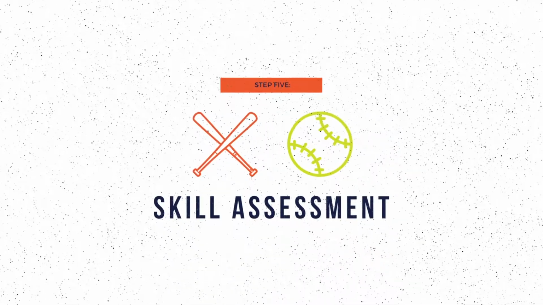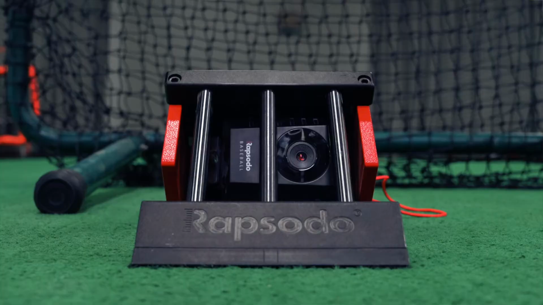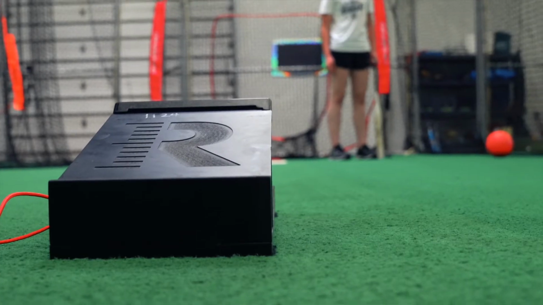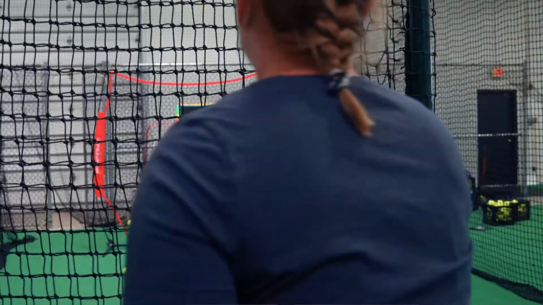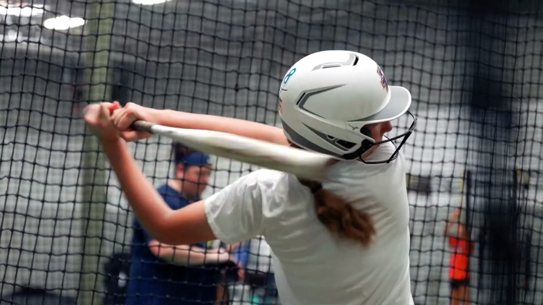So after that, we move on to the skill assessment portion. For her as a hitter, we start with some front toss. We use Rapsodo to get ball flight information. We put a Blast sensor on her bat to understand how she's swinging, her bat speed and her rotation. We then move to some machine work, collect the same things with Rapsodo and Blast, and take some high-speed video.